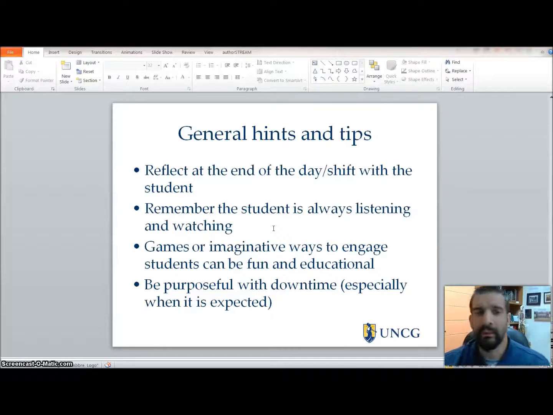Just some general tips and hints. Take just a couple minutes at the end of every day and every shift to decompress and reflect about what they did and make a plan for the next day. It's a good way to put a bow on the end of the day. It gives the student a chance to reflect a little bit on what they did and what they can do better. Remember, your students are always listening and watching, okay? They're going to pick up on all your little cues, both physical, verbal, emotional, etc. So just keep that in mind.